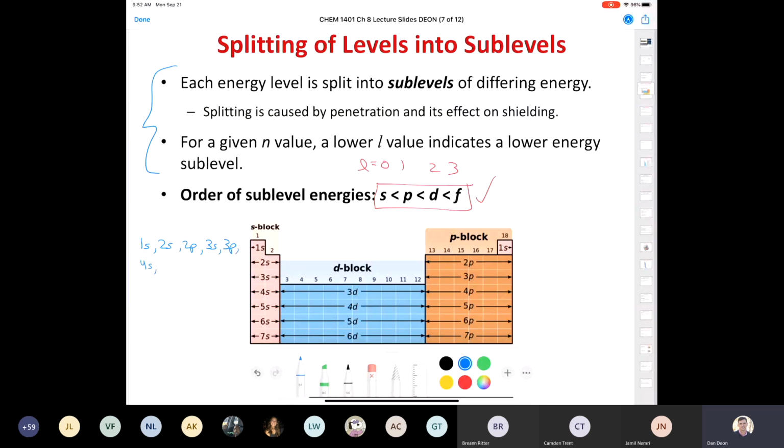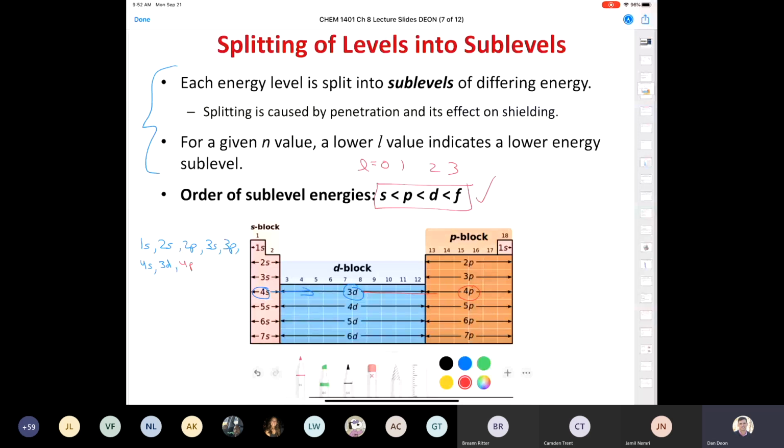Who could tell me what comes after 4s? Again, I'm just following this slide. I'm going from here to here. What is this called? 3d. That's right. Okay, 3d, and then what comes after 3d? Not a trick question, guys. What comes after 3d? Great students, right? 4p.